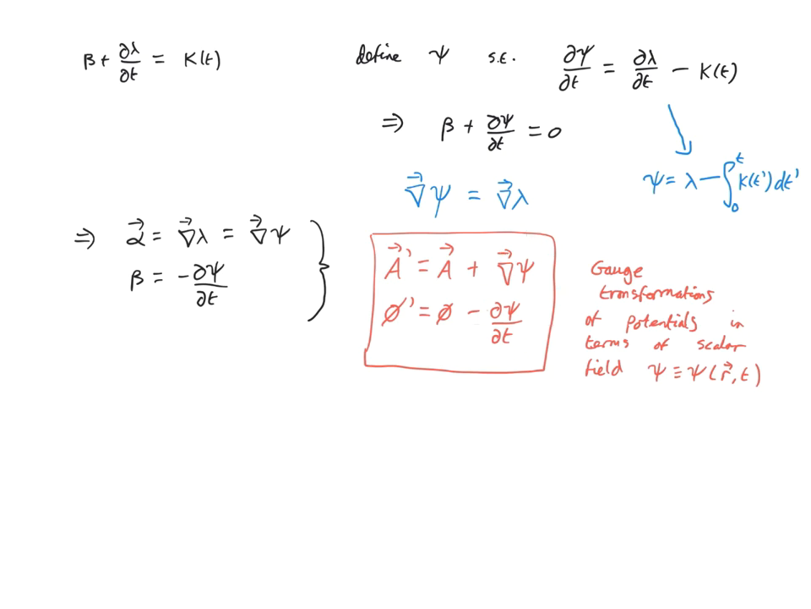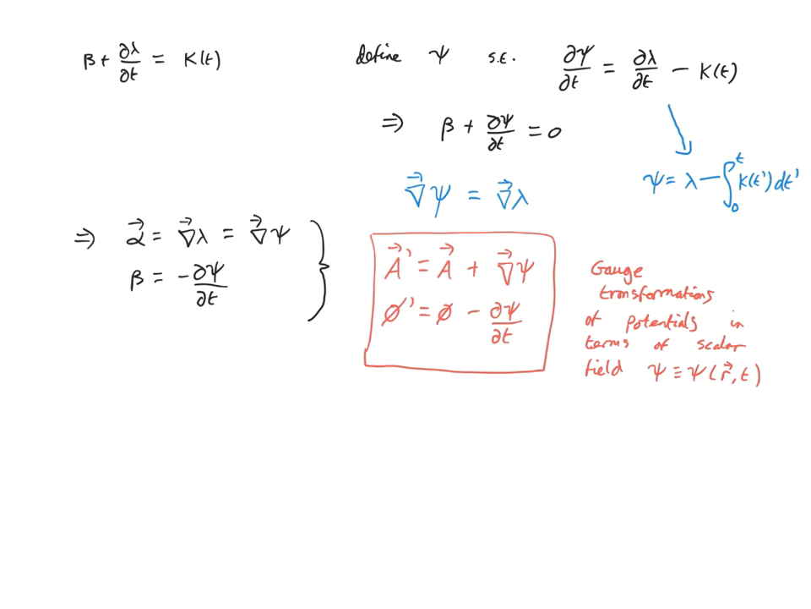And actually, it needs to be twice differentiable with respect to space and time, because to get the physical quantities, which are the electric and magnetic fields, we need to take the derivatives again of the scalar and vector potentials. But that's basically the only restriction. We can pick any twice differentiable scalar field psi.